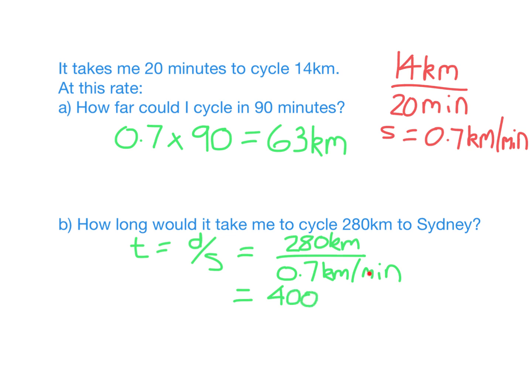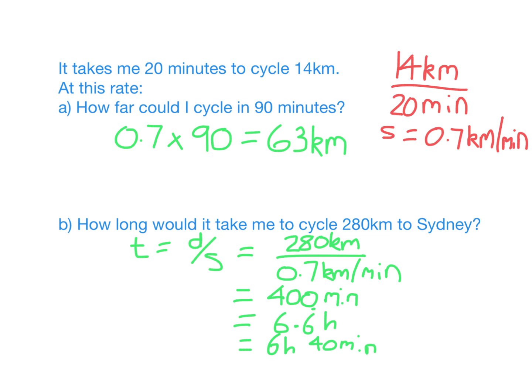Because it was kilometers per minute, this answer is in minutes. It would take me 400 minutes to cycle to Sydney. If I want to know how many hours that is, divide by 60, you get 6.6 recurring. It's 6.6 recurring hours. This is 2/3 of an hour, and 2/3 of an hour is 40 minutes. So it's 6 hours and 40 minutes. That's how long it would take me to cycle to Sydney if my average speed was 0.7 kilometers per minute, which is 42 kilometers per hour.